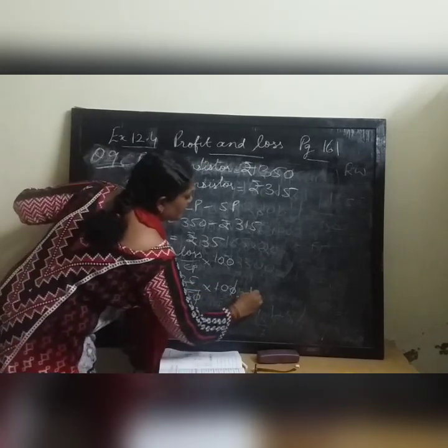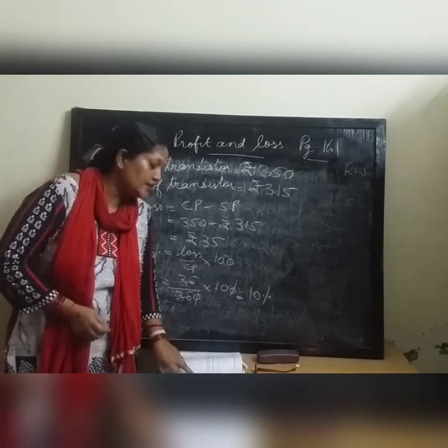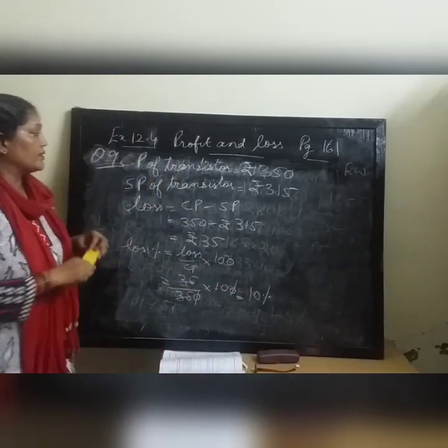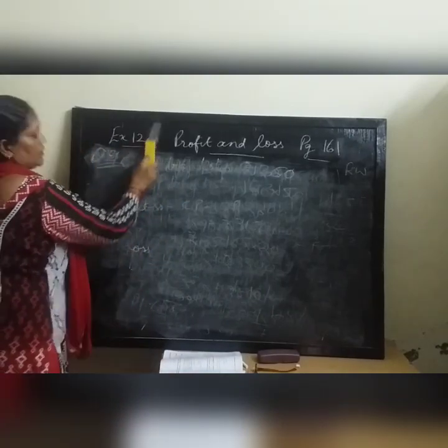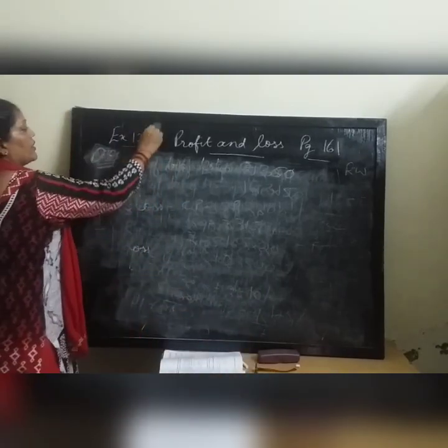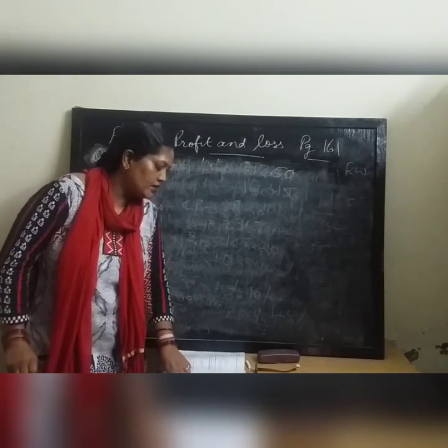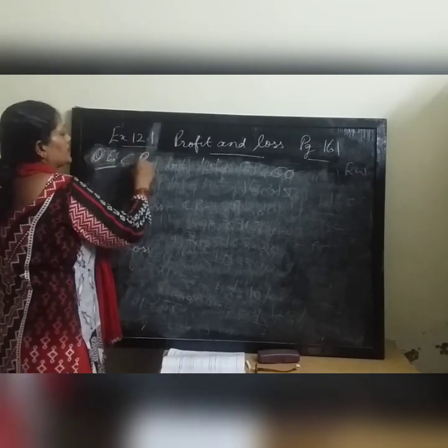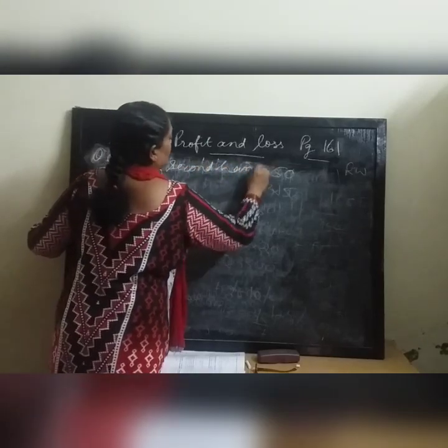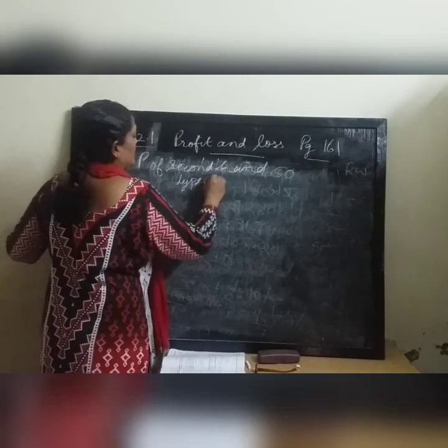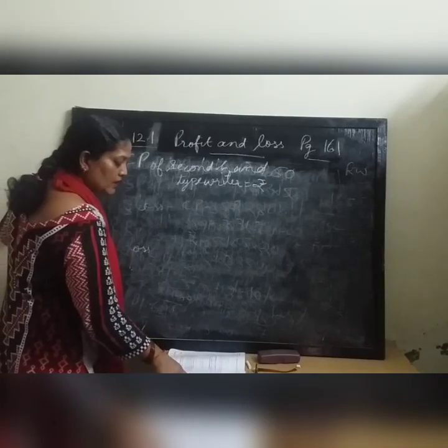One more thing, students, I want to clear for you in exercise 12.1. I didn't teach you the 6th question, so I am going to teach that 6th question now. Look, take out page number, exercise 12.1, question number 6. Harish bought a second-hand typewriter for rupees 1200. Cost price of second-hand typewriter, how much is the cost price? Rupees 1200.